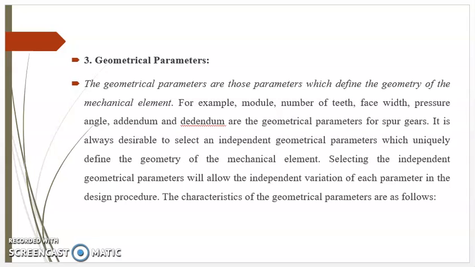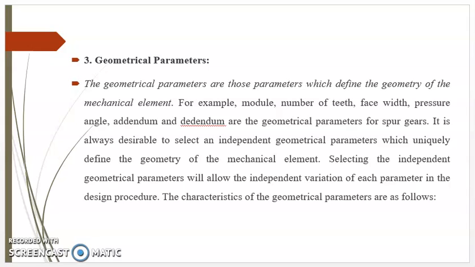Now we will see the third parameter, that is geometrical parameter. The geometrical parameters are those parameters which define the geometry of the mechanical element. For example, module, number of teeth, face width, pressure angle, addendum and dedendum are the geometrical parameters of a gear. It is always desirable to select independent geometrical parameters which uniquely define the geometry of the mechanical element. Selecting the independent geometrical parameters will allow the independent variation of each parameter in the design procedure.